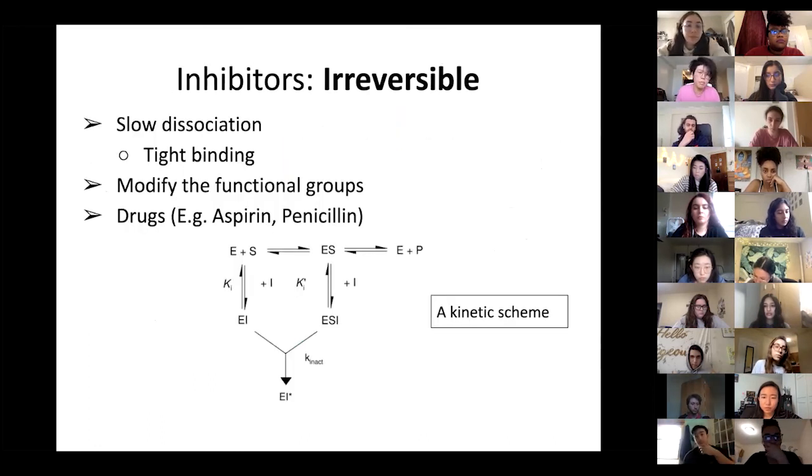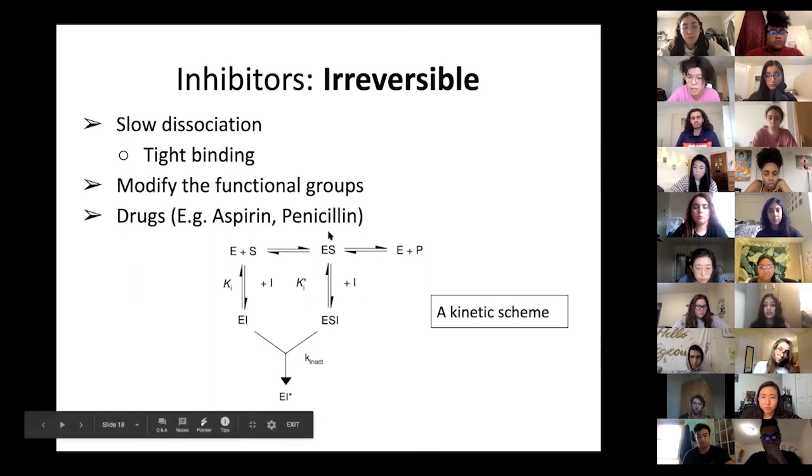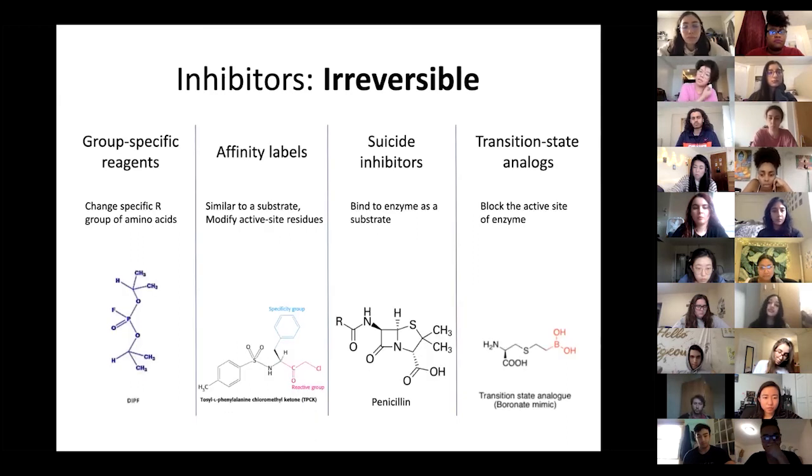And the second type of inhibitor is irreversible inhibitors, which involves slow dissociation from the enzyme because of its tight binding to the enzyme. And it is a tool to clarify enzyme mechanism by modifying functional groups. Important drugs like aspirin and penicillin are examples. By the way, that's the kinetic scheme of the irreversible inhibitor. And there are 4 types of the irreversible inhibitors.